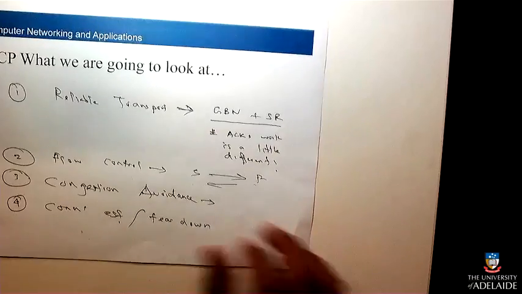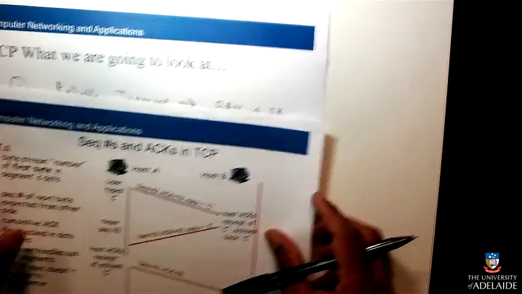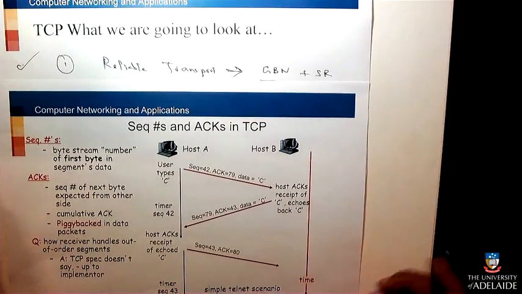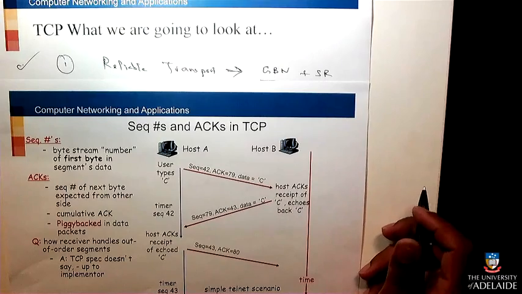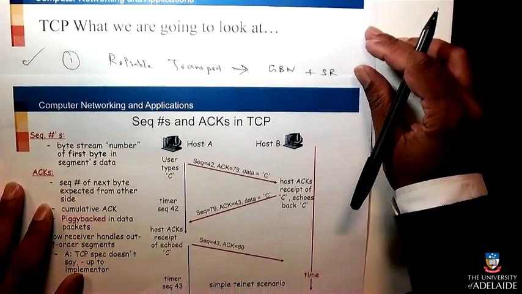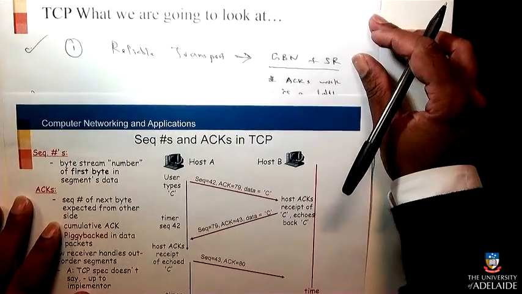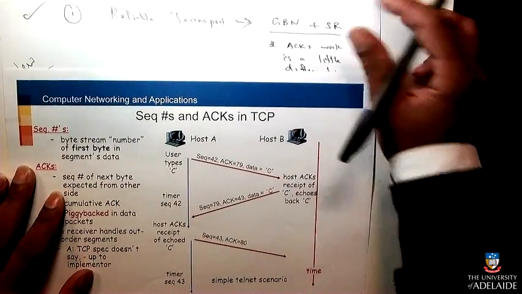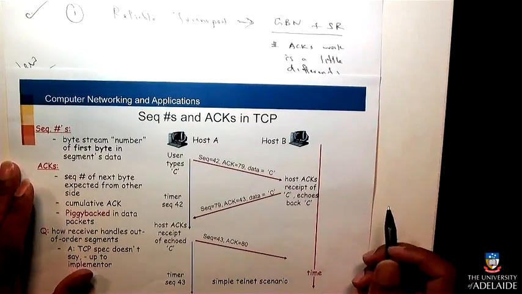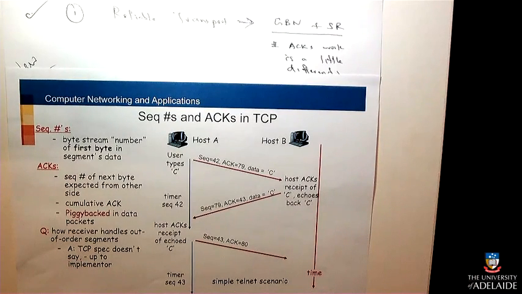So the first thing we'll look at is why the reliable transport stuff is different. Sequence numbers. So here's how to get your head around this. Why I said sequence numbers is a little different is because here's a simple example of a byte stream created between host A and host B. They're sending 1 byte of data.